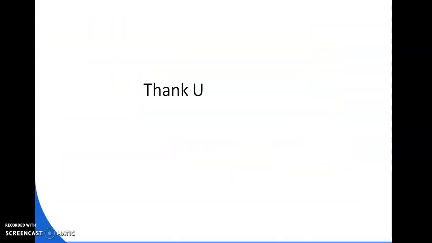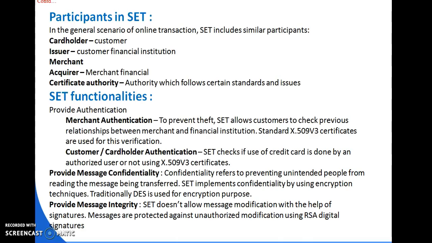Next are the participants in SET. It is the general scenario of an online transaction. SET includes similar participants. First is the cardholder, that means your customer. Issuer, that means the customer's financial institution. Merchant, and acquirer, the merchant's financial institution. Certificate authority, an authority which follows certain standards and issues certificates.